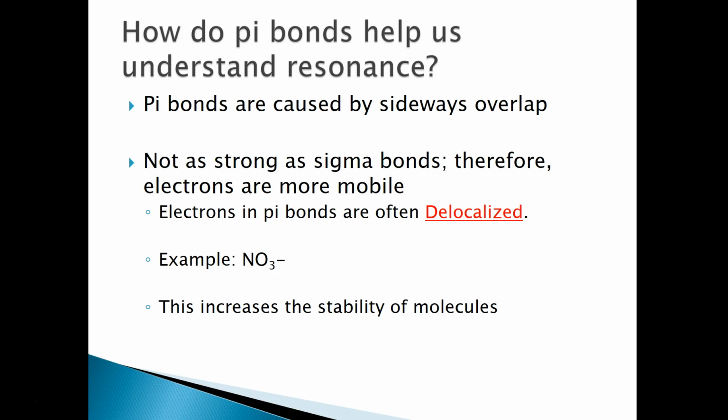All right, so how do pi bonds help us understand resonance? Well, this is going to sum up a lot of what we talked about. Because pi bonds are caused by that sideways overlap, they're not as strong as sigma bonds. So the electrons involved in those bonds are able to move around. In other words, they become delocalized. The example is the nitrate ion, where those delocalized electrons are allowed to move wherever they want. Again, this increases the stability of the molecule by spreading the formal charge out amongst the whole molecule.